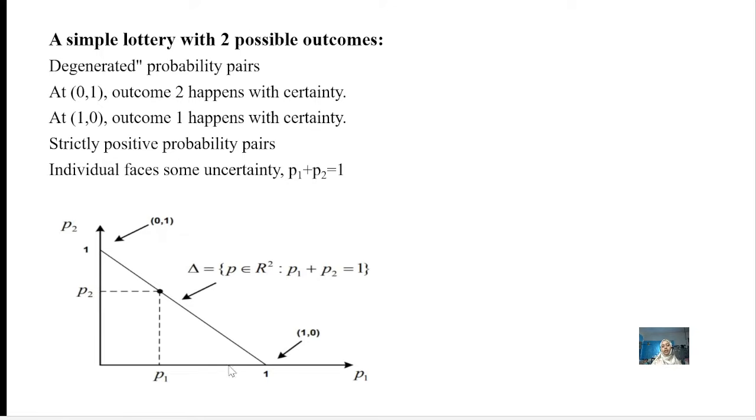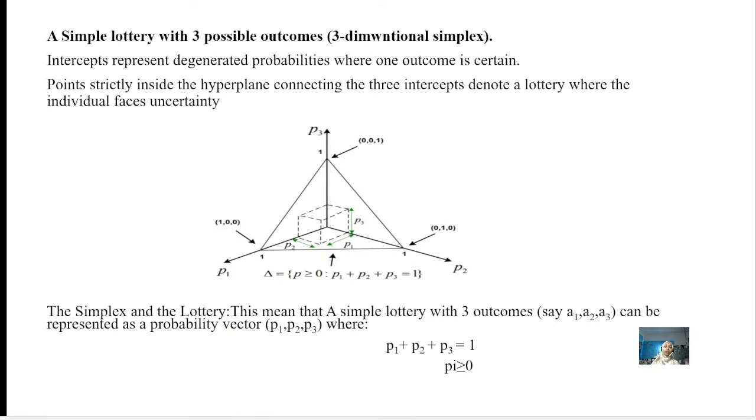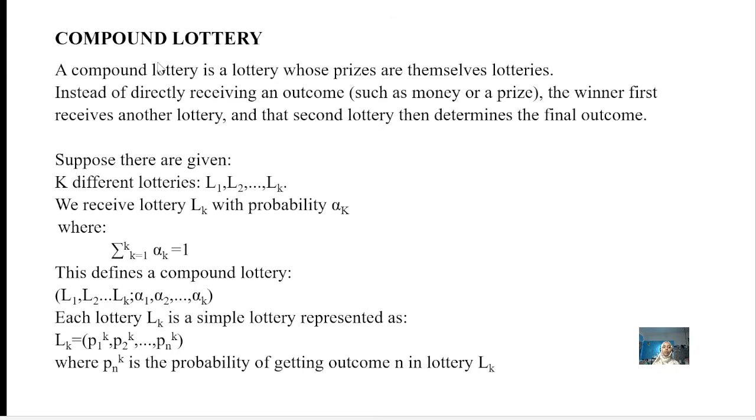Here on the x-axis we have the point 1, 0, which means outcome 1 will happen with certainty, and on the y-axis we have the point 0, 1, which means outcome 2 will happen with certainty. And then we can see a three-dimensional graphical representation of simple lotteries.